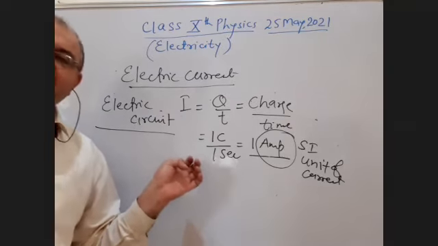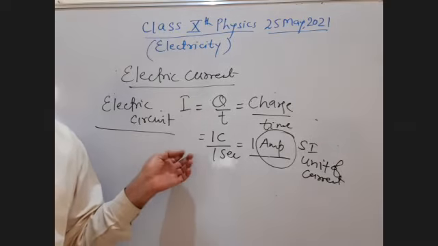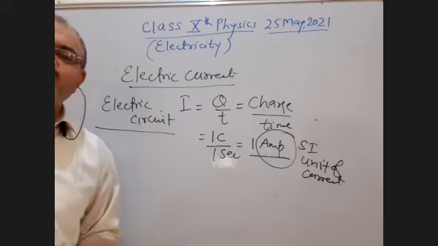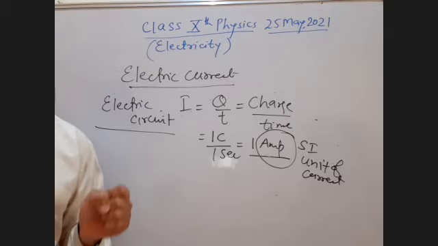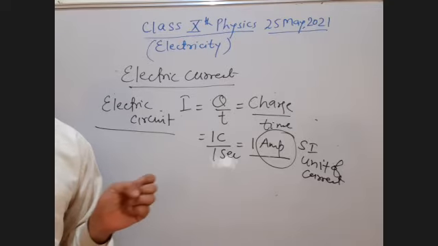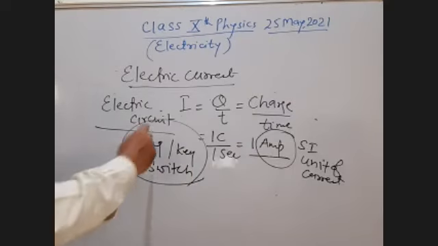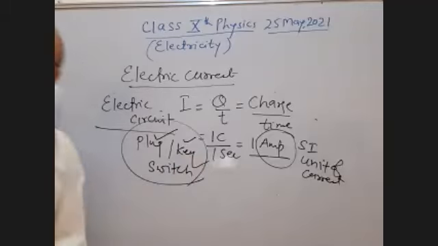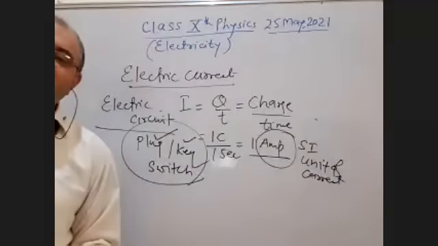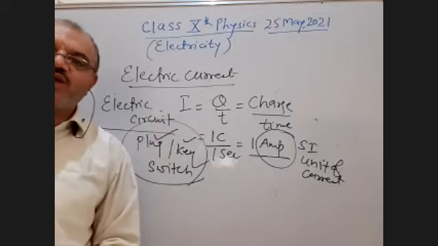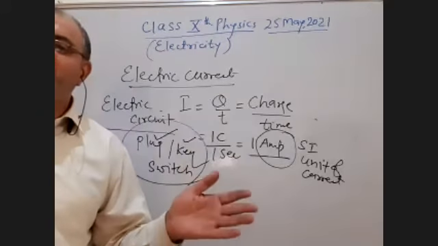A wire is required, which allows the electric current to pass through, because then it becomes a circuit. A circuit we can say is something which allows the electric current to pass. To make the circuit, I'll write down plug, key or switch. All these 3, let it be plug, key, or switch. The function of the plug, key or switch is to make the circuit close or open.